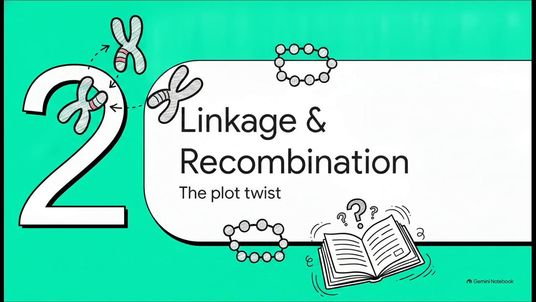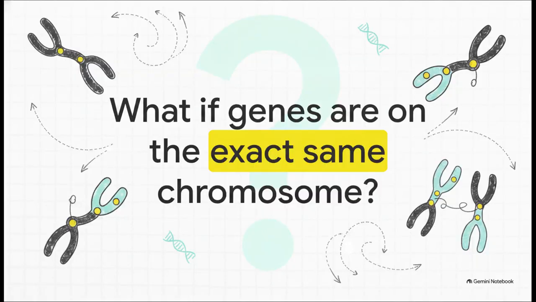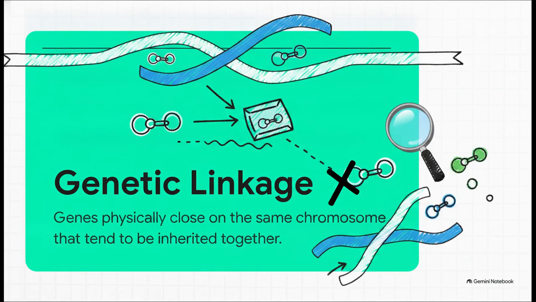Section 2. Gene linkage and recombination, the plot twist in Mendel's rules. All right, this brings us to a massive, critical question that challenges everything we just established. We know independent assortment works if genes are on separate chromosomes. But what if genes are located on the exact same chromosome? Well, the answer is genetic linkage. This happens when genes are located physically close to each other on the very same chromosome. Because they're essentially next-door neighbors, they tend to be inherited together. They travel as a package deal during meiosis. And you guessed it, this phenomenon is a direct violation of Mendel's law of independent assortment. They absolutely do not sort randomly.